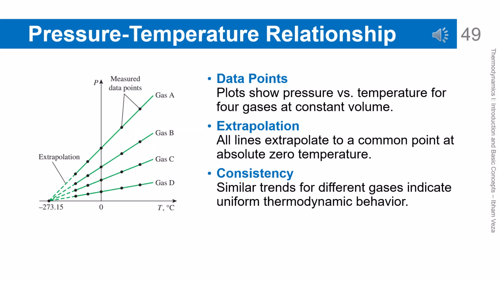Pressure-temperature relationship. The graph shows the relationship between pressure and temperature at constant volume for several gases. All experimental lines can be extrapolated to a single common point. This point corresponds to absolute zero temperature. This result indicates uniform thermodynamic behavior of gases. From here, the concept of the absolute temperature scale is developed.